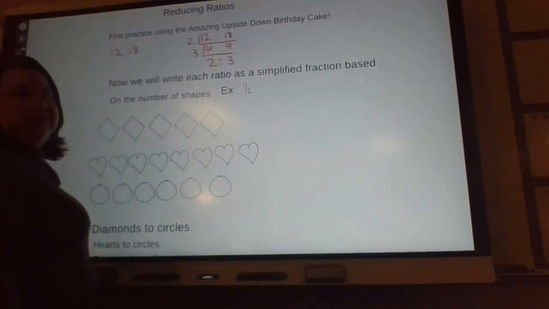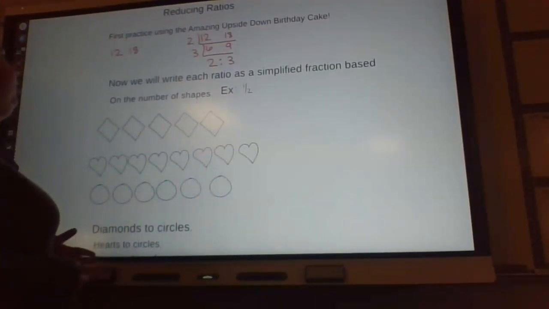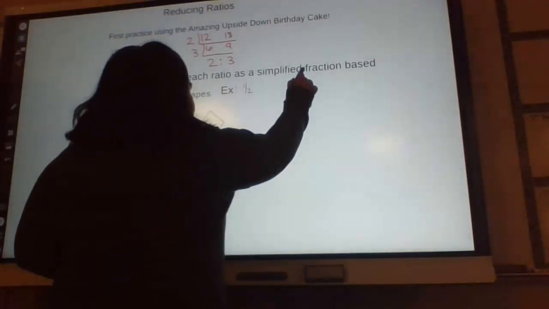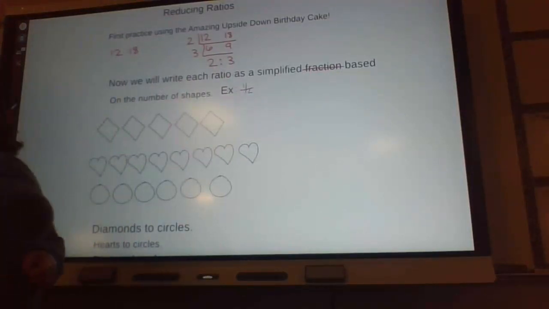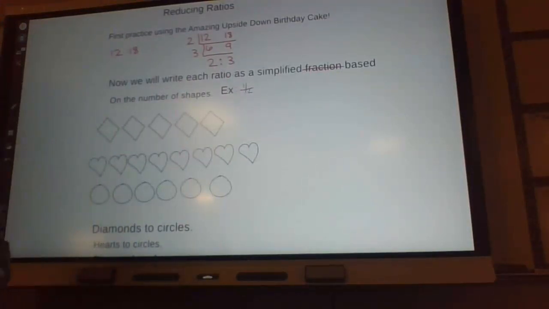Now, on your notes, it says, now we will write each ratio as a simplified fraction. We're going to cross that out. We're not going to do a fraction. We're going to keep it as a ratio. There's no reason to, I think, write it as a fraction.